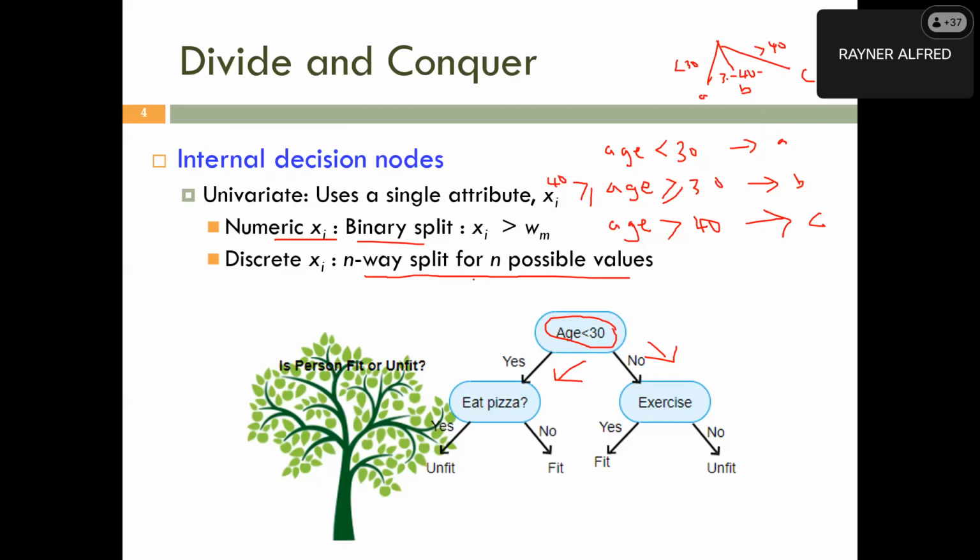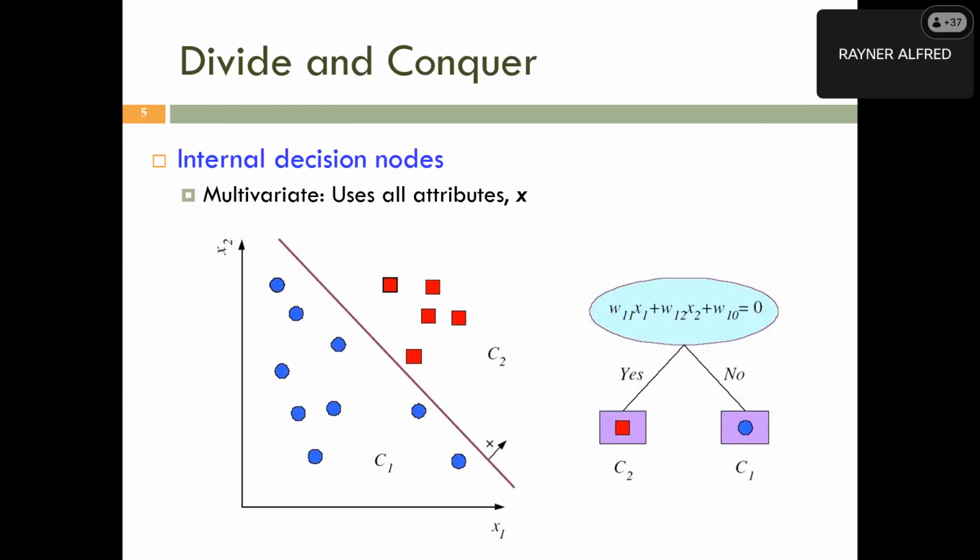Okay. We could also have multivariate. Multivariate is where you have two variables in the same node to be considered. So for example, in order to split these two classes, we have to draw a line. So the formula would be this.